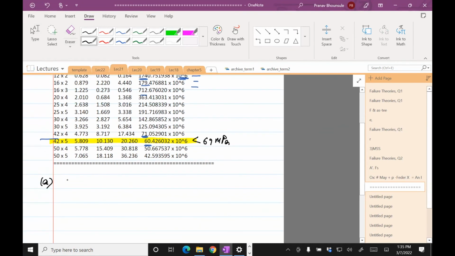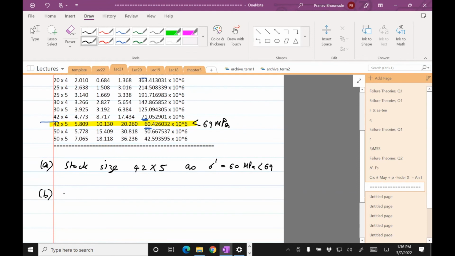For part A, the answer is a stock size of 42 cross 5, because sigma prime, which is 16 MPa, is less than 69. And for part B, we need to find the factor of safety now.